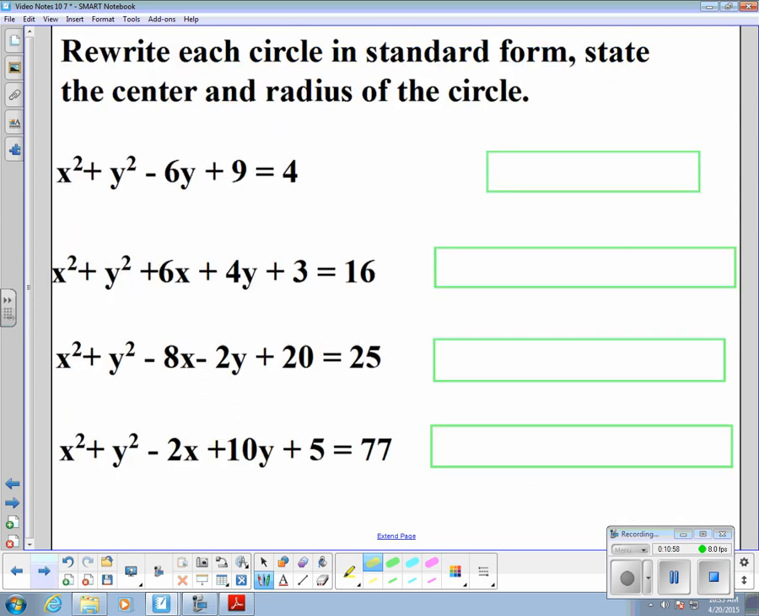All right, so here are 4 practice problems. Pause the video, do all 4 of these. I'm going to work none of them right now. So pause the video and work all 4 of these.